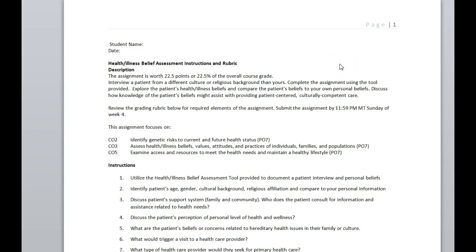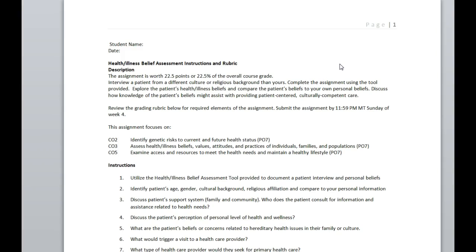So what you're going to do is you're going to interview a person. Doesn't have to be a patient. It could be a person or a patient. If you're in a clinical setting, you might want to consider one of your patients and let them know you're going to actually be sitting down and talking to them. I would get an okay from your instructor, or you could interview someone else. The biggest thing you need to do is they need to be from either a different culture or they need to be from a different religious background.